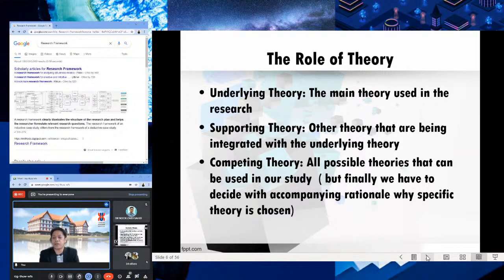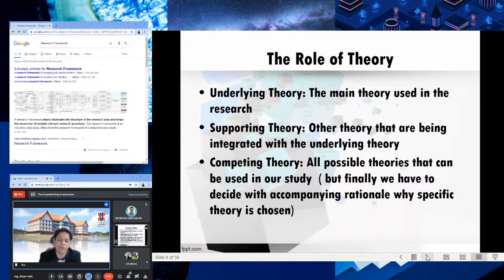The theories are also part of the underlying theories. It is a main theory that we use for our research. As I said before, we use the theory as an underlying theory that is related to our research, and we need theories also to support what our next action is, to support our direction for our research.